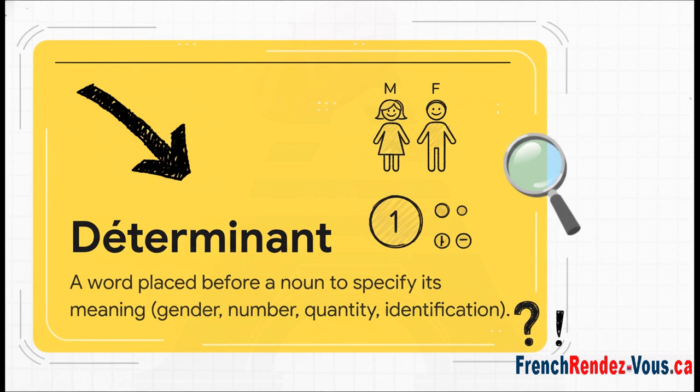And here it is, the golden rule. The determiner must always agree with the noun. That's it. That's the foundation for everything we're about to cover.